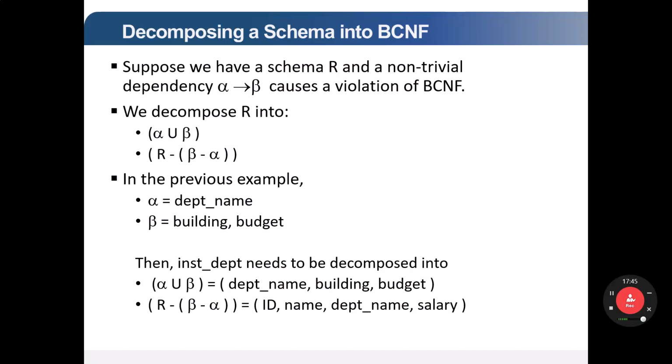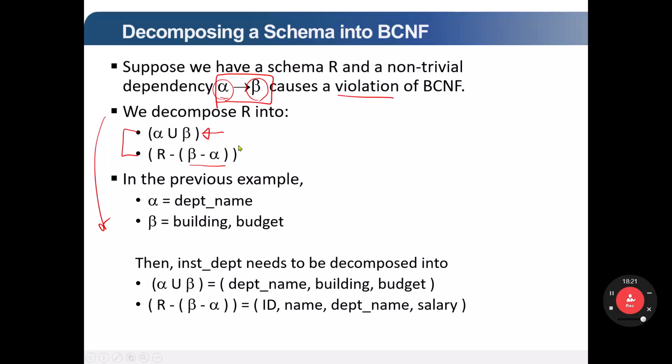So we need to decompose it. How can you do that? The rule is given here. Pick a functional dependency that violates the BCNF condition, and we will create two new tables. Include determinant and dependent attributes in the same table. That is the first table. And for the second table, we will deduct beta from alpha.